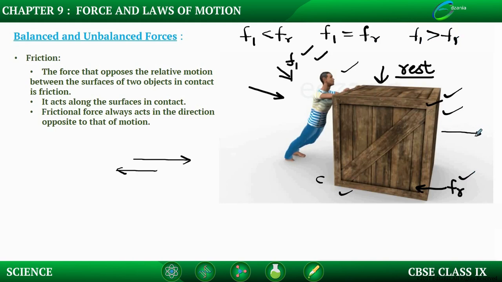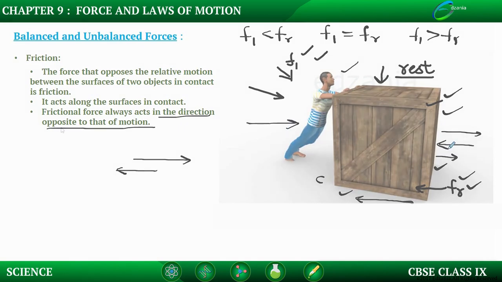Therefore, frictional force opposes the relative motion. It is resisting the motion of this box, and it occurs between two surfaces in contact. That is, here the two surfaces are the surface of this box and the surface of the ground on which this box is lying. And frictional force always acts in the direction opposite to that of motion. Here, this person was applying force in this direction. He was trying to move this box ahead. Therefore, the frictional force acts in the opposite direction.